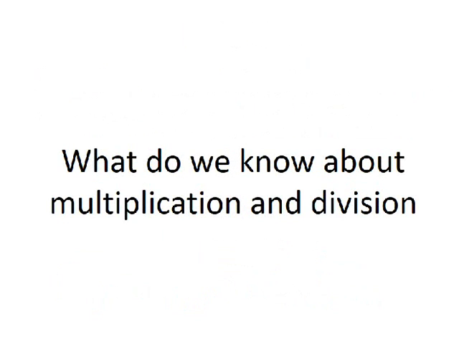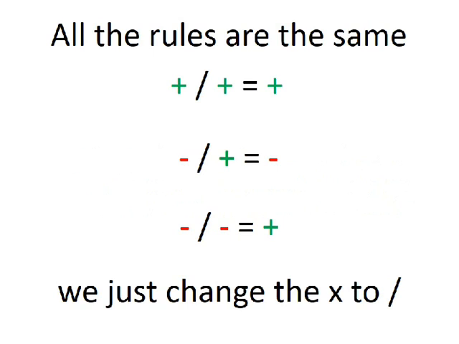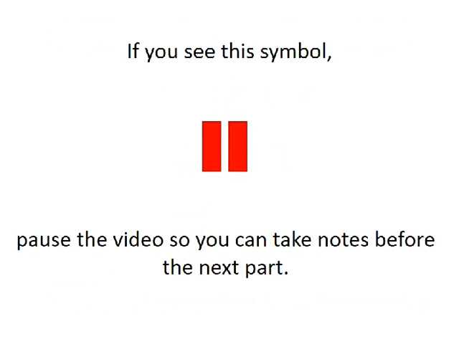So what do we know about multiplication and division? I don't want to say they're the same, because they're not the same, but division usually follows the same rules. In a second, you're going to see that pop up over here. All we're going to do is treat it exactly the same. So rules 1, 2, 3, 4, and 5 are going to be exactly the same, but instead of the multiplication sign, we use the division sign. So a positive divided by a positive will be a positive, a negative divided by a positive will be negative, and a negative divided by a negative will be a positive.